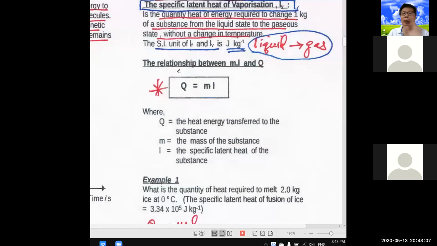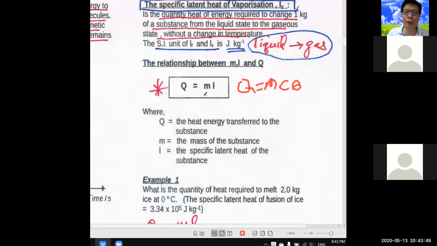Q equals mL. Last week you learned this formula, right? You remember that? I put it here, Q. You learned this, right? Another formula, mcθ. This mcθ involves specific heat capacity and the change in temperature, theta. So remember these two formulas. Q equals mL, where L means latent heat of fusion or vaporization. mcθ is a formula involving specific heat capacity, which means you see a change in the temperature.